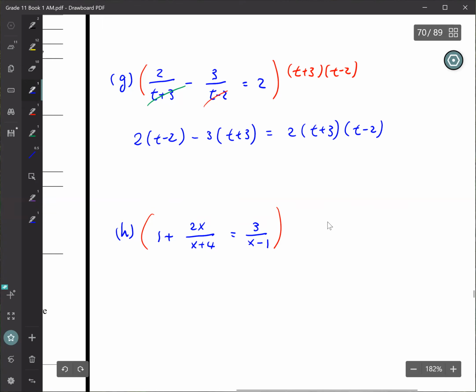Okay, let's check some of your answers. Okay, and raise your hand if you got it. Brendan, what's the common denominator? X plus 4 and x minus 1. Very good. And Yosher, what do you have left? 1 times x plus 4, x minus 1, plus 2x times x minus 1 equals 3 times x plus 4.